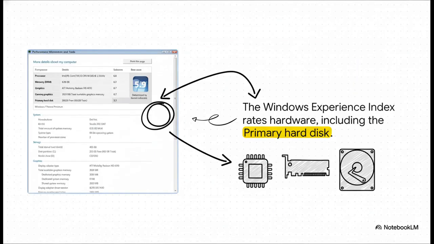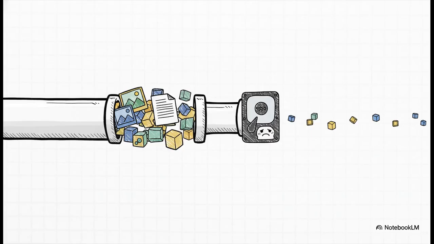And this image illustrates the point perfectly. For those who remember it, this is from an older version of Windows. The system would actually score your hardware. It would rate your processor, your memory, your graphics, and look right there. Your primary hard disk gets its very own separate score. Now here is the crucial takeaway, that hard disk score isn't just one number among many. In this system, the lowest score determined the computer's overall score. So if your hard drive was the slowest part, and it often was, it would single-handedly drag down the rating for the entire computer. Your storage can literally be the bottleneck for your whole system.